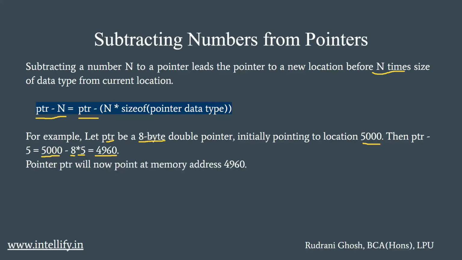मतलब जब हमने एक 8-byte पॉइंटर लिया है जिसका इनिशियल लोकेशन 5000 है और हमें 5 स्टेप्स पीछे जाना है, तो हम 5000 minus 8 into 5, because 8 is the size of the data type, double, and 5 refers to the number n. That is the number of times we want to go behind. So our answer is 4960.